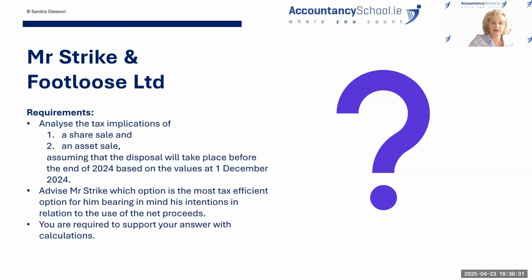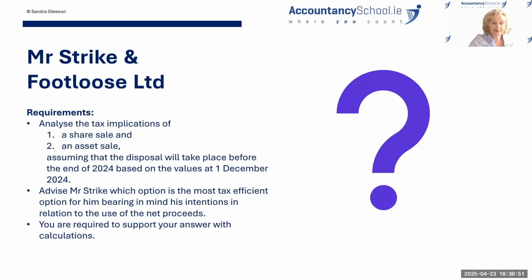So in this question, we're asked to analyse the tax implications of a share sale and an asset sale. We're given the dates that the disposal is expected to take place, so by the end of 2024, and we're given values based on the 1st of December 2024, and you can assume that they're not going to change by the date of the eventual sale.